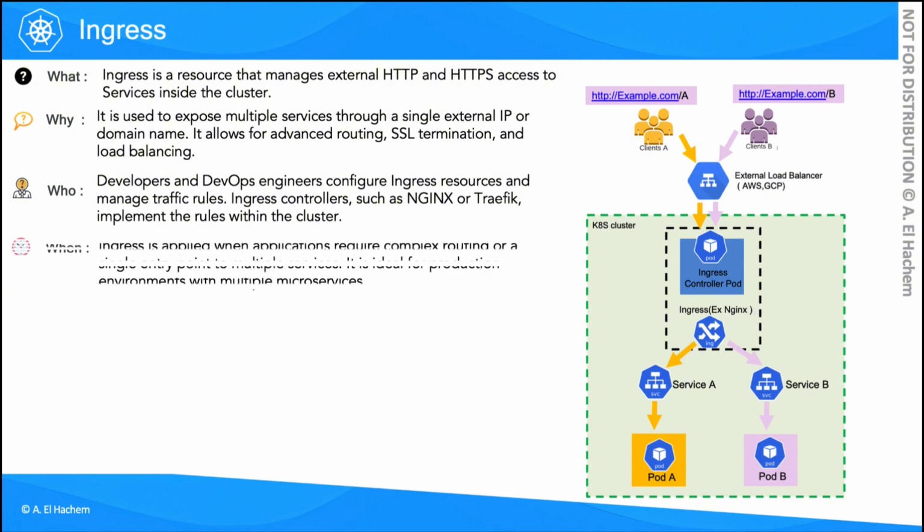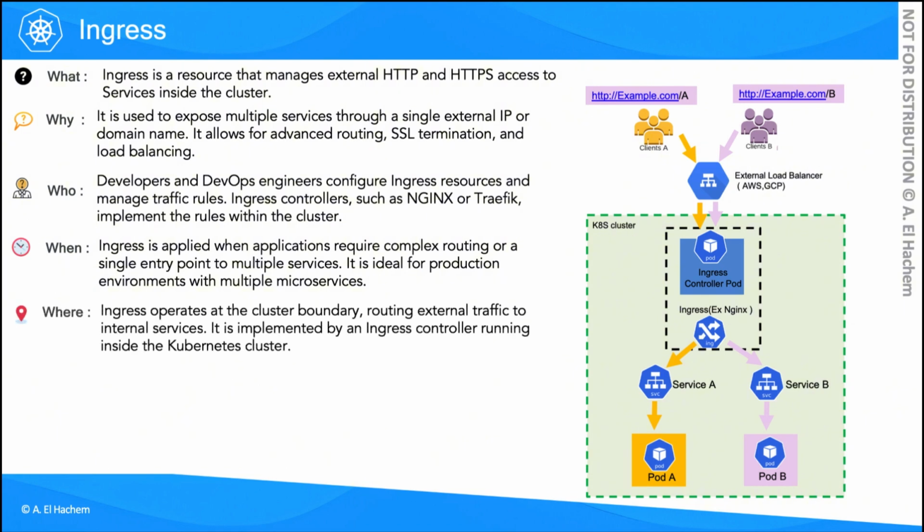When is it used? Ingress is applied when applications require complex routing or a single entry point to multiple services. It is ideal for production environments with multiple microservices. Where does it run? Ingress operates at the cluster boundary, routing external traffic to internal services. It is implemented by an Ingress controller running inside the Kubernetes cluster.